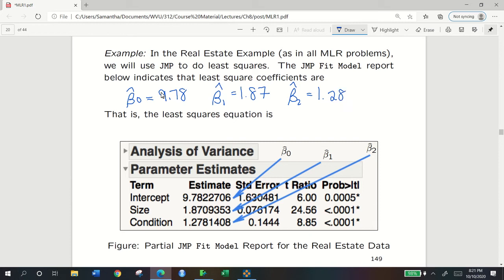So this means our least squares equation in our real estate example is going to be mu hat of y given x1, x2, which is equal to 9.78 plus 1.87 x1 plus 1.28 x2.